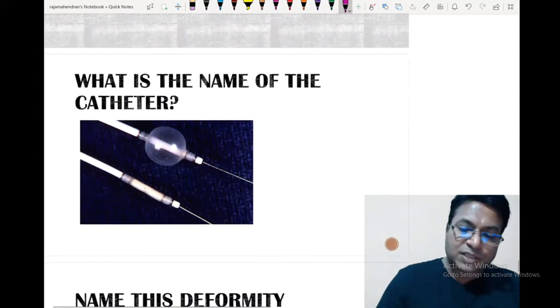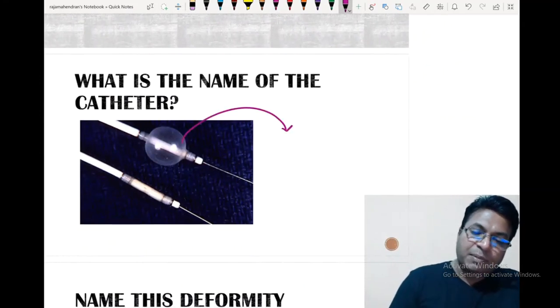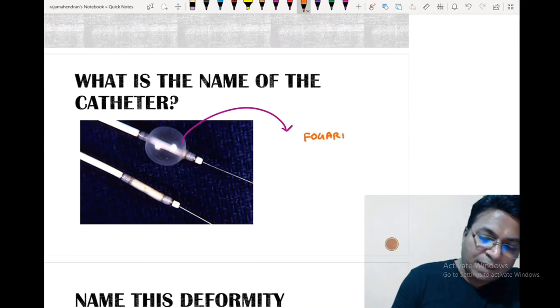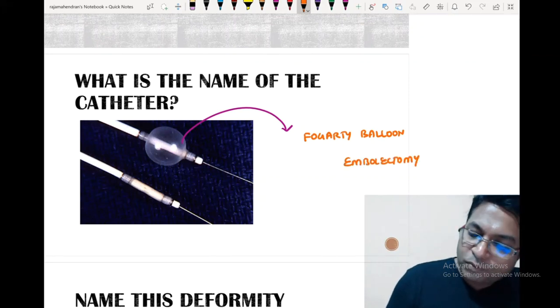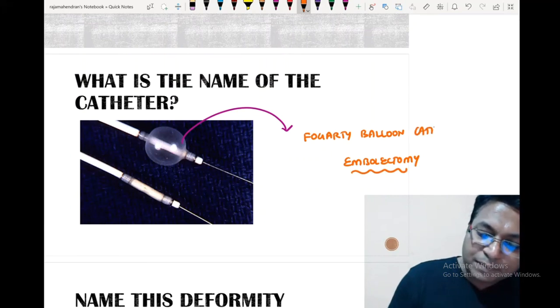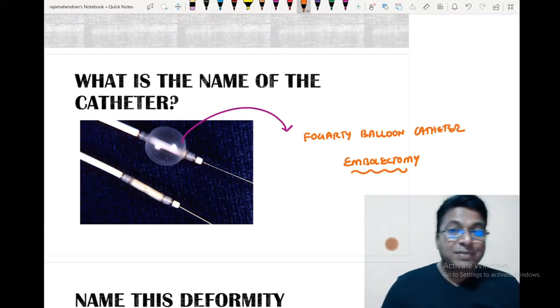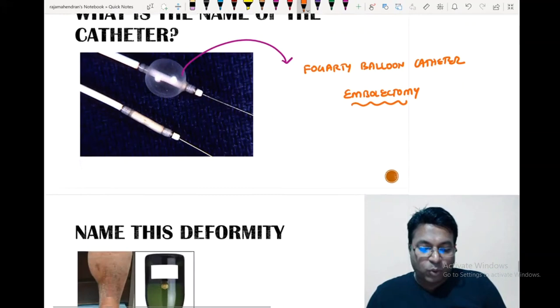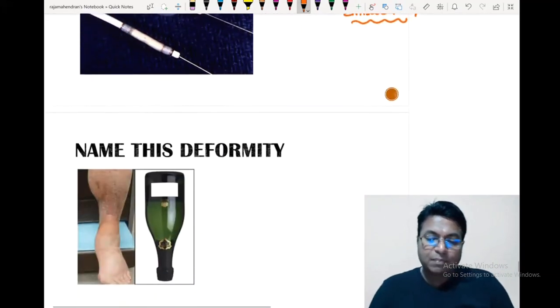So now coming to vascular surgery, what is the name of this catheter? Can you tell me the name of this catheter? This is known as the Fogarty balloon catheter for embolectomy. For embolus removal, we use this catheter known as the Fogarty balloon catheter. High yield MCQ, already asked in AIIMS. Sometimes the FMG examiners ask questions from old AIIMS questions. So this is the Fogarty balloon catheter.